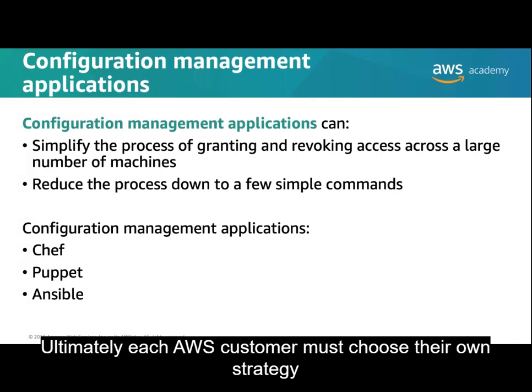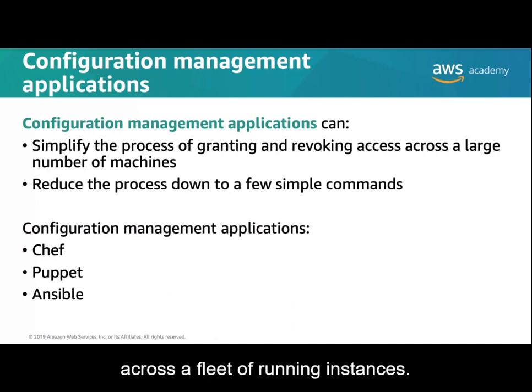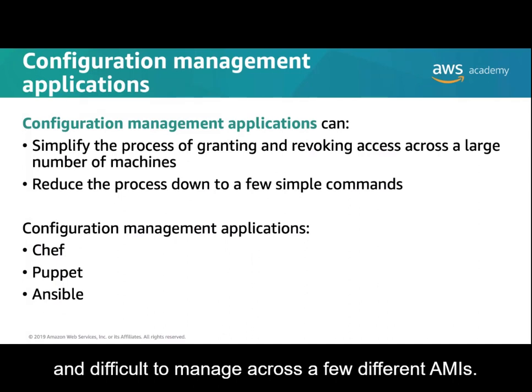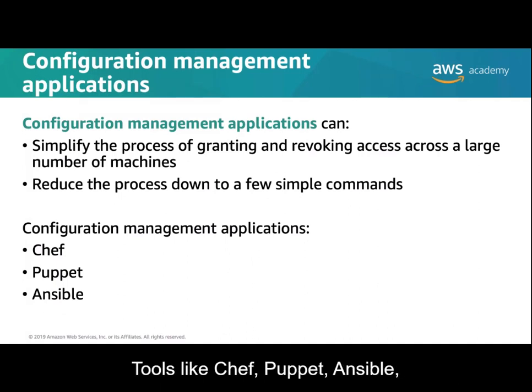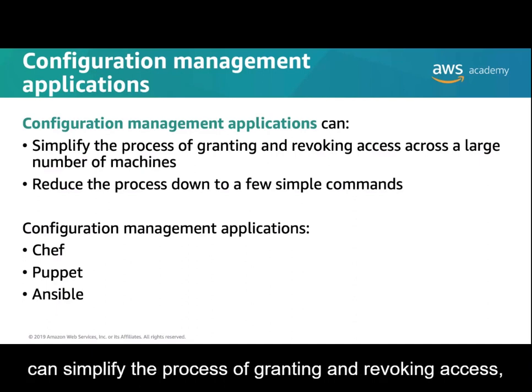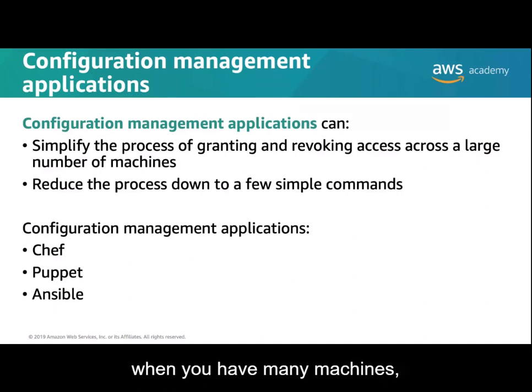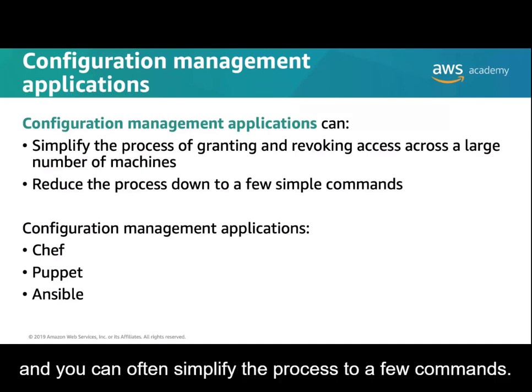Ultimately, each AWS customer must choose their own strategy for adding and removing permissions across a fleet of running instances. You could create AMIs that contain all the current users at your company, but this approach can be inflexible and difficult to manage across a few different AMIs. Tools like Chef, Puppet, Ansible, and other configuration management applications can simplify the process of granting and revoking access when you have many machines. And you can often simplify the process to a few commands.